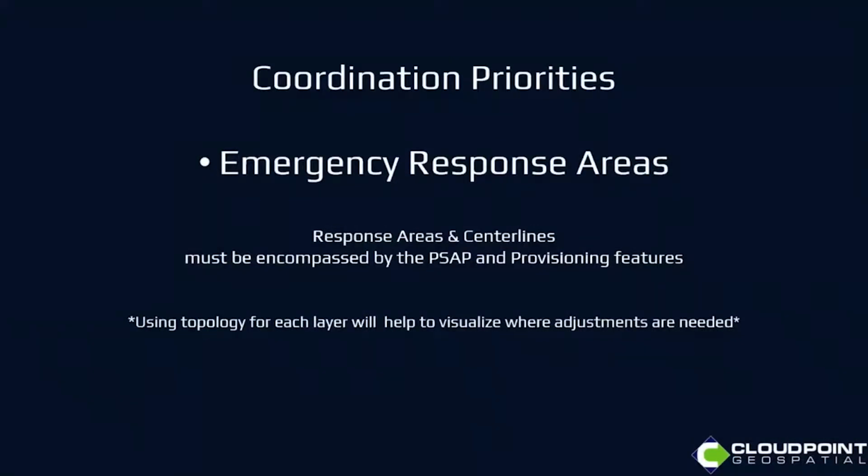Just because one of the rules is that any response areas and your center lines need to be encompassed by your PSAP and provisioning boundary features. So using a topology set up for those layers to kind of highlight any issue areas will help you most efficiently identify where the areas are mismatching.